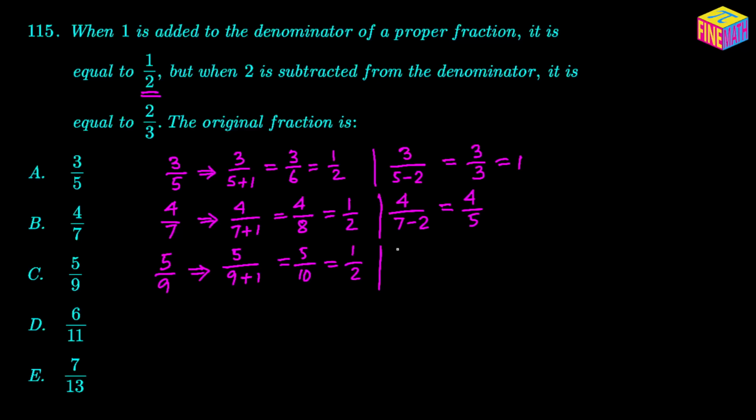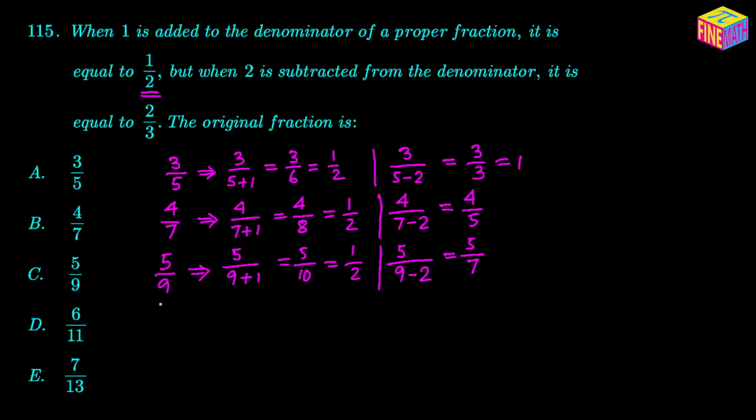Let's try the second criteria. So that would be 5 over 9 minus 2. We got to subtract 2 from the denominator, so that would be 5 over 7, and that does not meet our second criteria. Well, then option C is also not going to work. Well, how about option D?